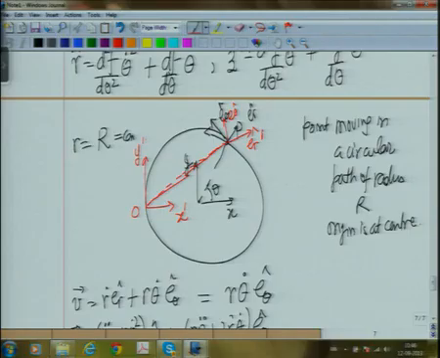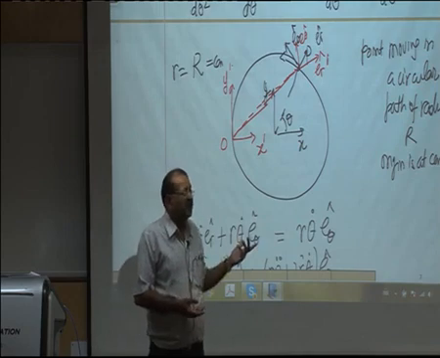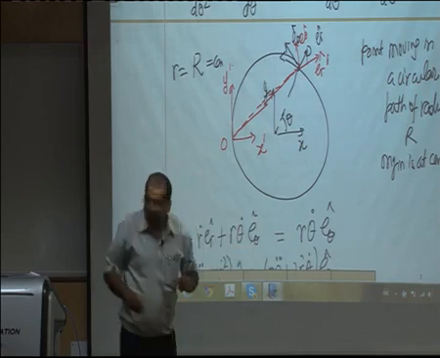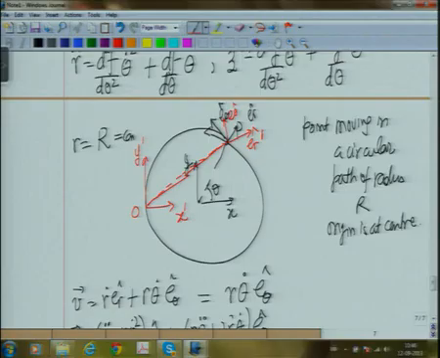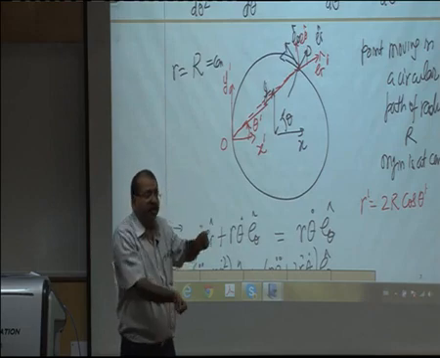Now in this new prime system, ER prime and E theta prime, R is not a constant. What is R given by? If I call this angle theta, I am just putting a prime to show it is a different theta. So now small r prime will be given as 2r cos theta.